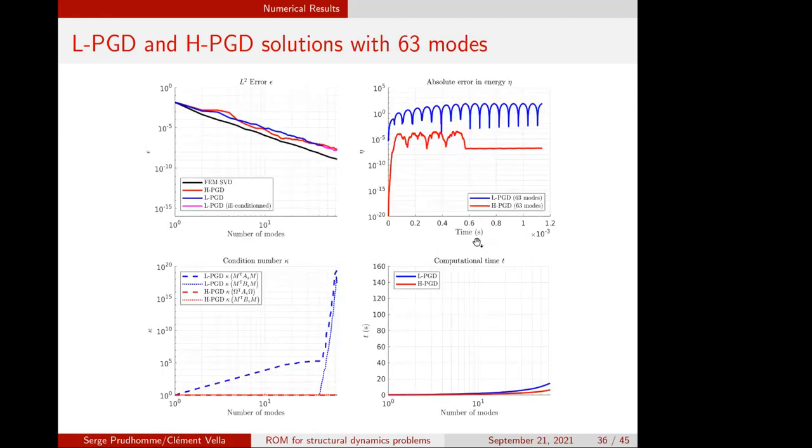I'm going to show you again some results. So now we have with the 633 modes. I think I know that I was thinking about the movies. I think I know now what happened.